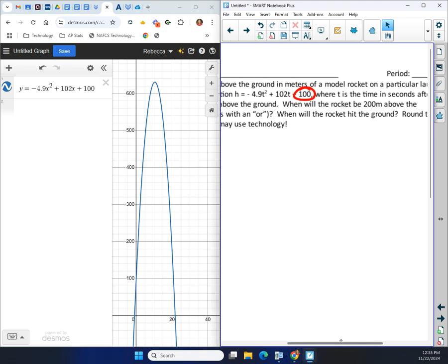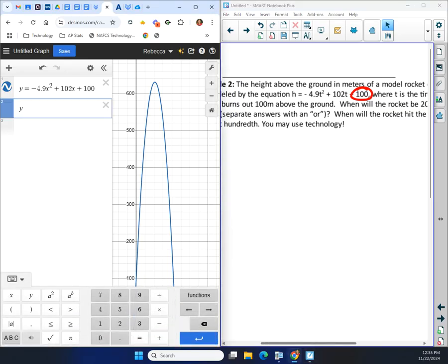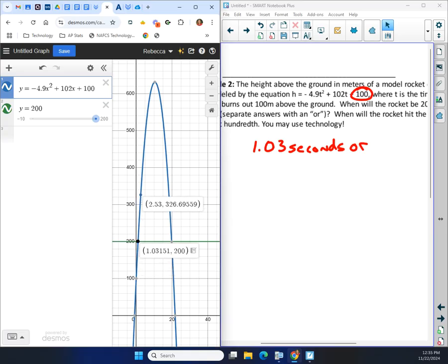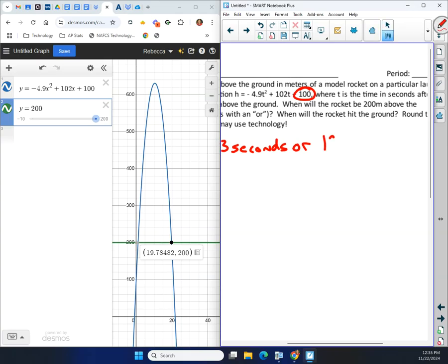Now the first part of the question is, when will the rocket be at 200 meters? Well, remember the height was y. So if I just put in y equals 200, I can click. And after 1.03 seconds, or, because it does it 2 times, it does it on the way up. Here's the rocket going up. And then it also does it on the way down. So on the way down, it does it after 19.78 seconds.